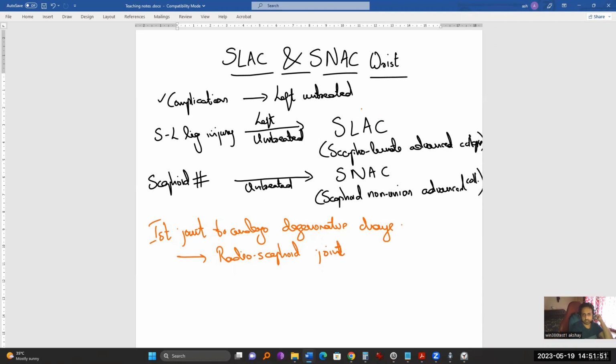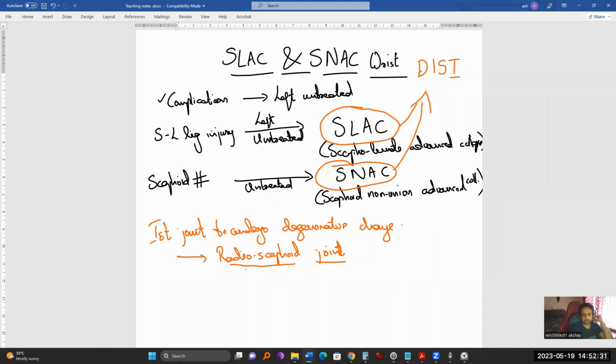And another thing is, both the SLAC and SNAC wrist will eventually end up in DISI deformity, dorsal intercalated segmental instability. In DISI, the lunate bone will tilt dorsally. You can see it on a lateral X-ray or a sagittal CT. So the first joint to undergo degenerative change is the radioscaphoid joint.